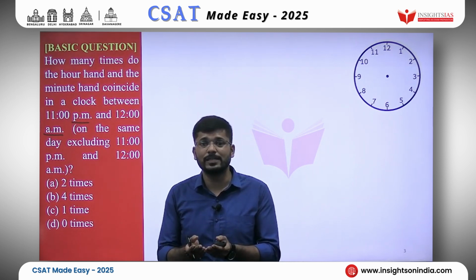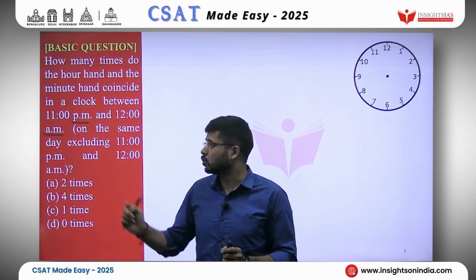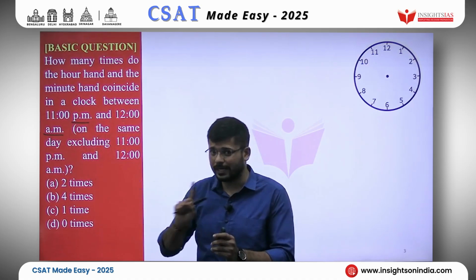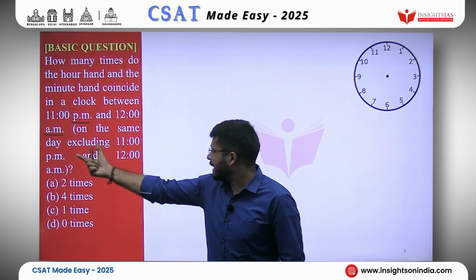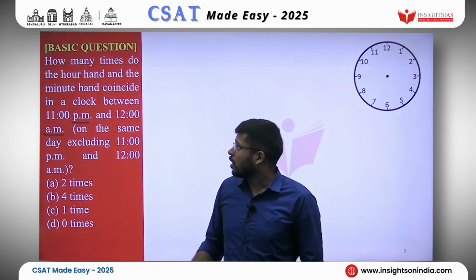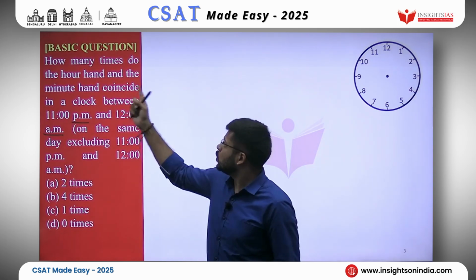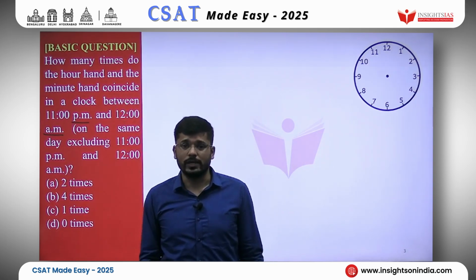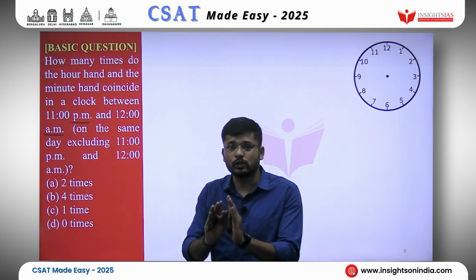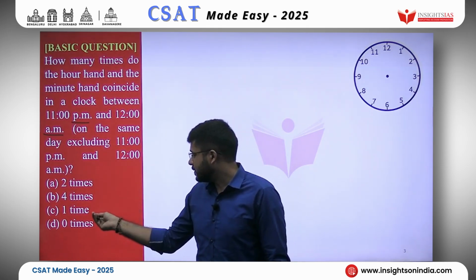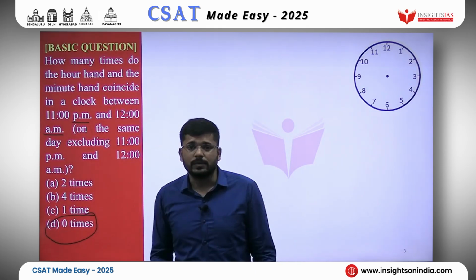What is the time when it is midnight? It is 12 a.m. So between 11 p.m. and 12 a.m., that is 1 hour, on the same day, excluding 11 p.m. and 12 a.m., how many times do the hour hand and the minute hand coincide? The answer is not 1 time, it is 0 times.